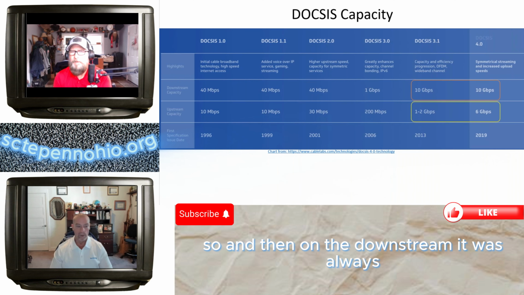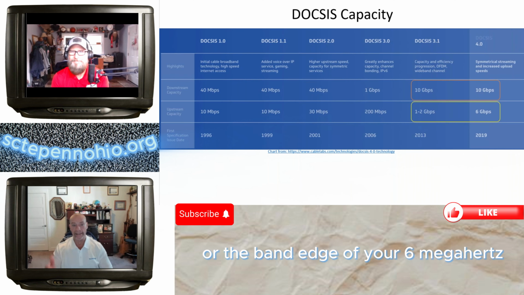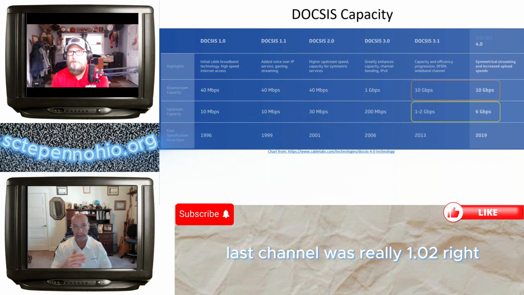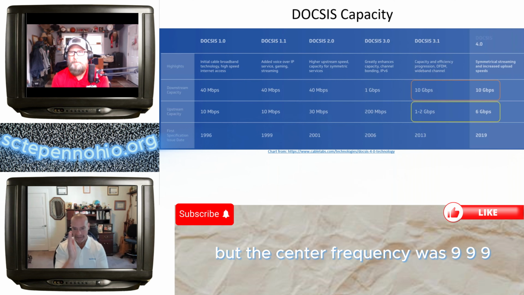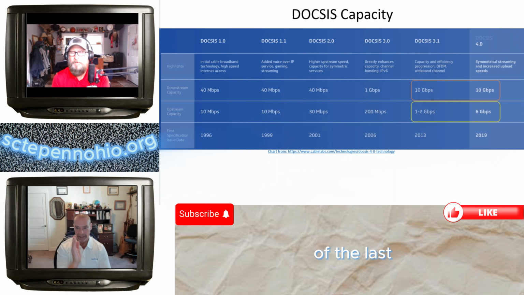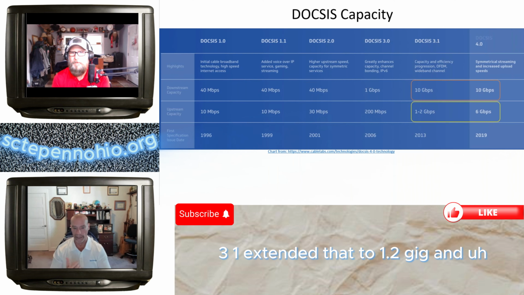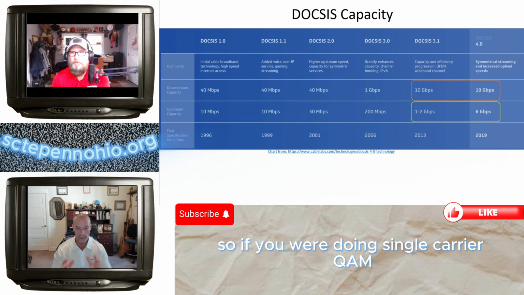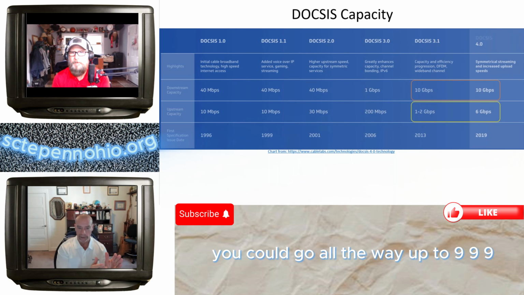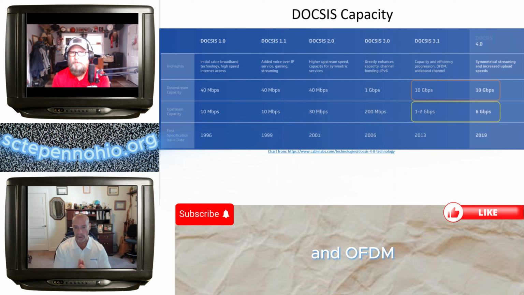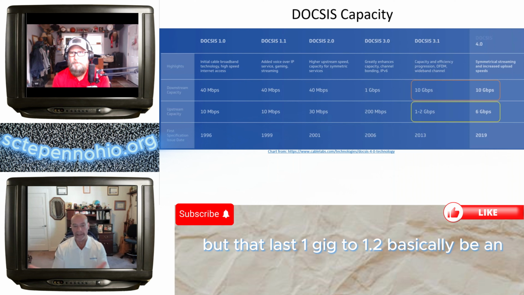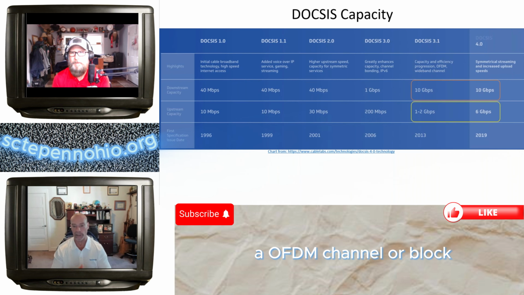Right. And then on the downstream, it was always 999 or 1 gigahertz, or the band edge of your 6 megahertz last channel was really 1.002, right? But the center frequency was 999 of the last 6 megahertz channel that you could do in a 3.0 spec. 3.1 extended that to 1.2 gig. And so if you were doing single carrier QAM, you could go all the way up to 999. But if you're doing 3.1 OFDM, you could go anywhere you want. But that last 1 gig to 1.2 basically would be an OFDM channel or block, a 192 megahertz block.